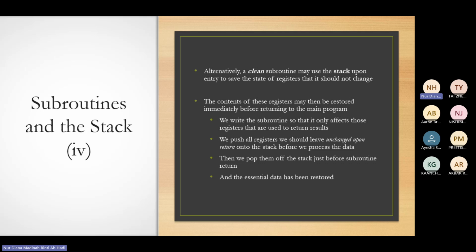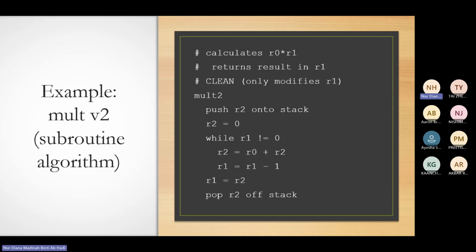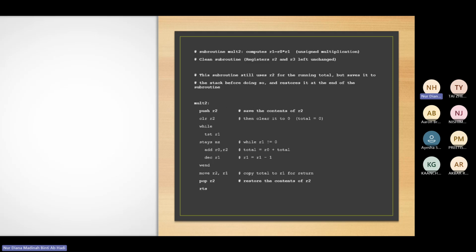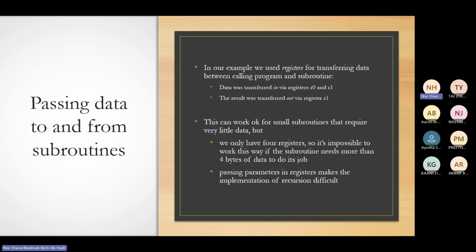Then we pop them off the stack before subroutine return and the extension data has been restored. So this one would be the algorithm, and this would be the codes. Passing the data in our example, we use registers to transfer your data between the calling program and subroutine. Your data was transferred in via register 0 and register 1, and your result would be transferred out via register 1. This works okay, but only for small subroutines that require very little data.